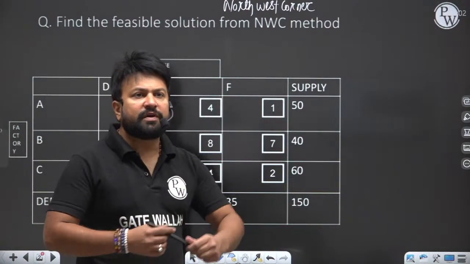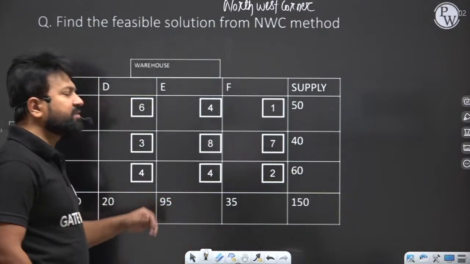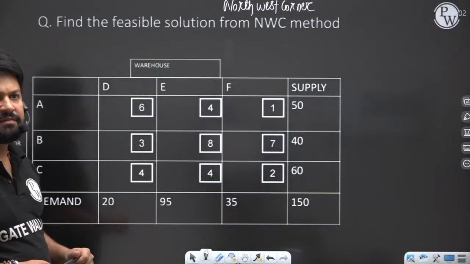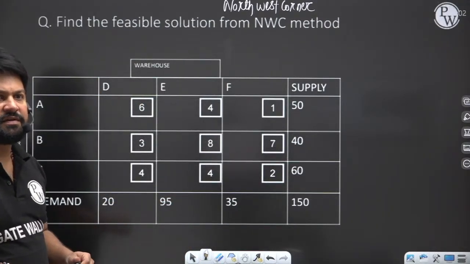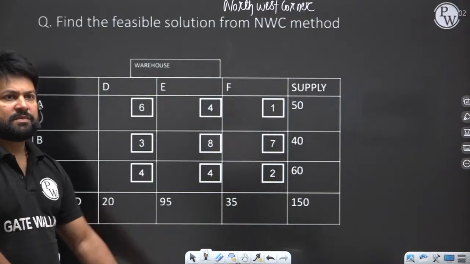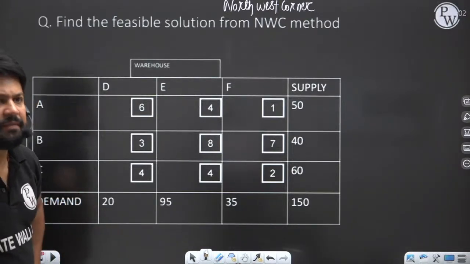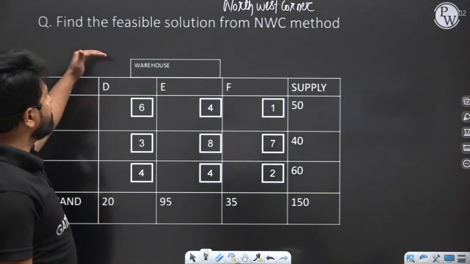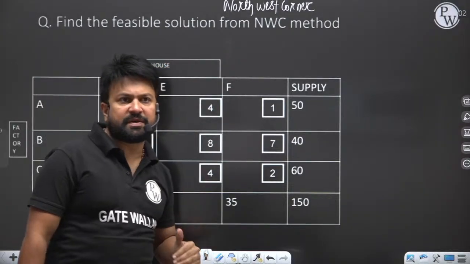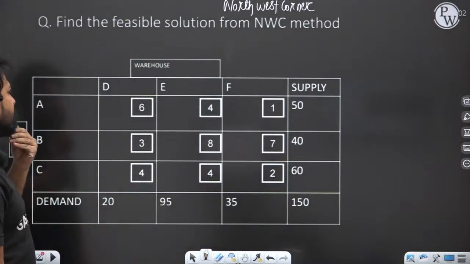So, have you noted this table? Shall we start? Yes, my dear. Okay, my dear, basically the method is what? Northwest corner method, right? So let's start the question.